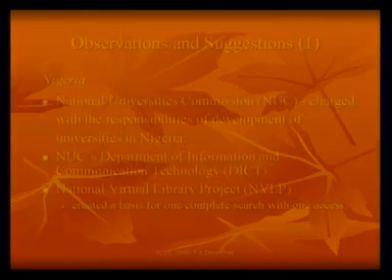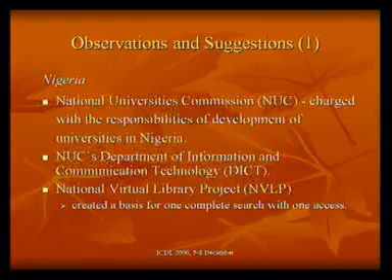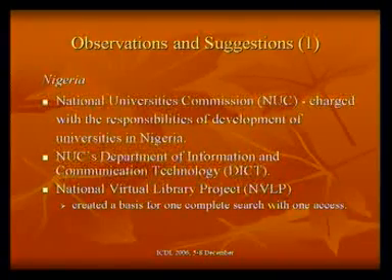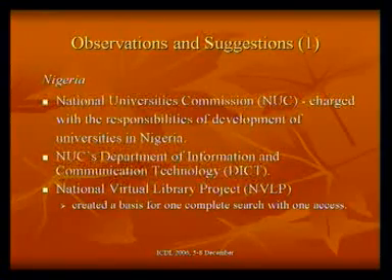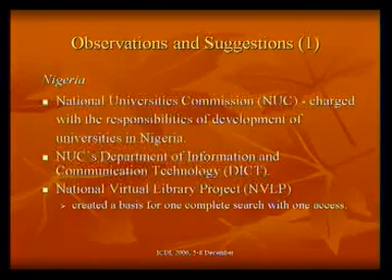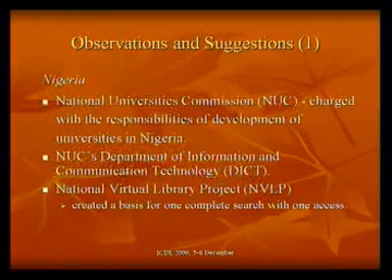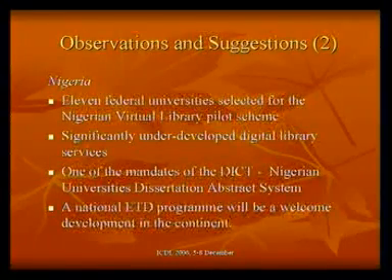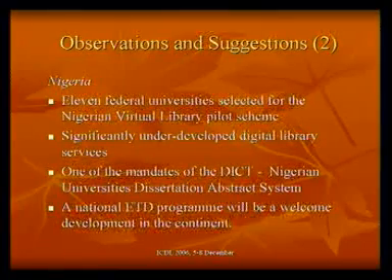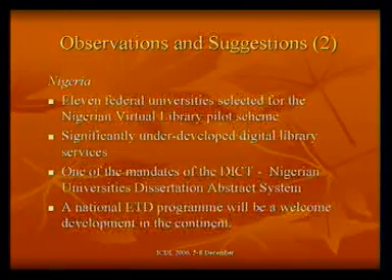Let me come to observations and suggestions. The Nigerian system has a good system in place. They have a National Universities Commission, which is charged with the responsibility of development of universities in Nigeria. They have a Department of Information and Communication Technology in that, which can be a springboard for innovation in Nigeria. But however, that hasn't happened. But they have the structure, what I call the governance structure, in place to take off. As I mentioned earlier, the 11 universities that were selected had very minimal presence on the web. But I think they're in a position to do that if they have appropriate funding and training.